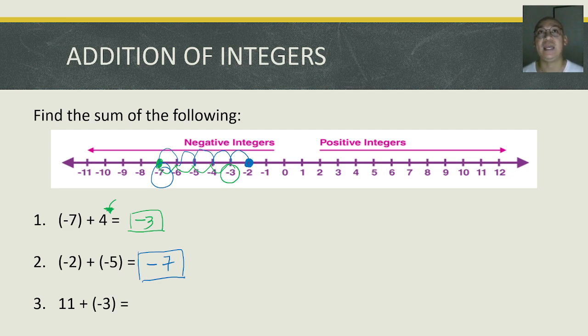Number 3, 11 plus negative 3. Take note, we do not have a sign for 11. Therefore, it is a positive. So let's start with a positive 11. Then we'll add negative 3, so we'll go to the left. We have 1, 2, 3. And we'll end up with positive 8. So the answer is 8. Even though we didn't write the sign of 8, it is understood that the sign is positive.